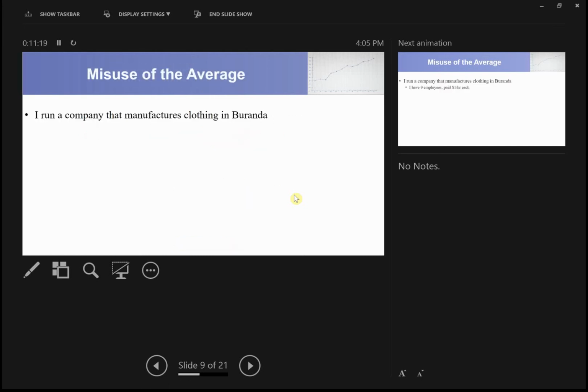But before I do that, I want to kind of explain what it means to be the center first, okay? So this is a sort of example that happens a lot in real life. Let's just suppose that I am the owner of a clothing manufacturer in some fictional country, okay, and I have 9 workers who work for me, and I pay them all $1, okay? And of course, I pay myself $991 an hour, okay? Nice guy, right? So what happens?